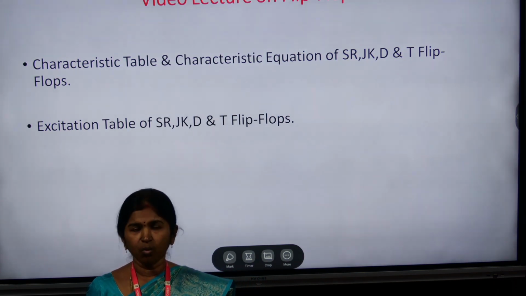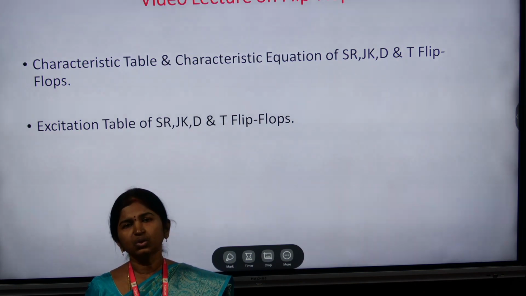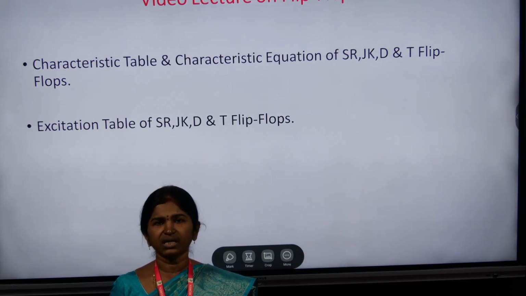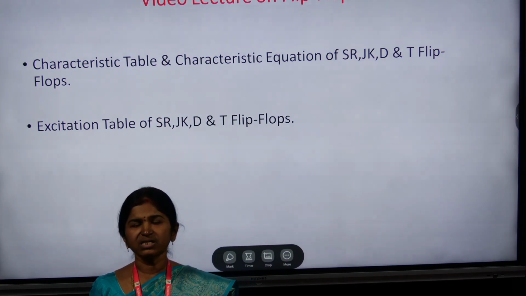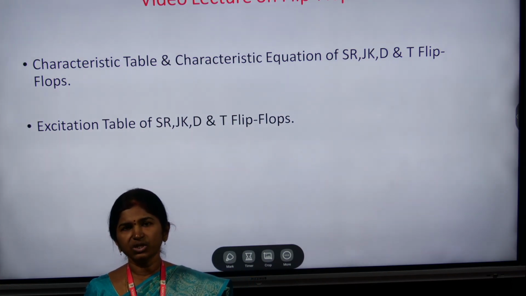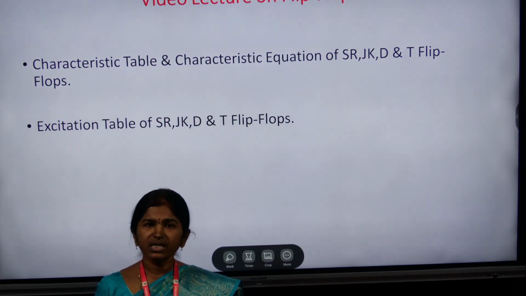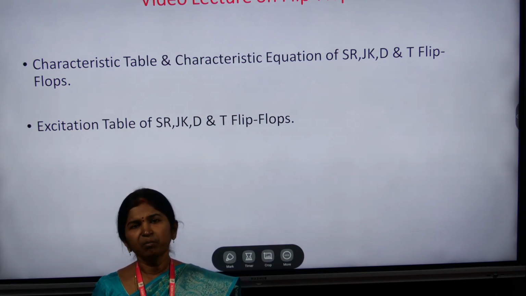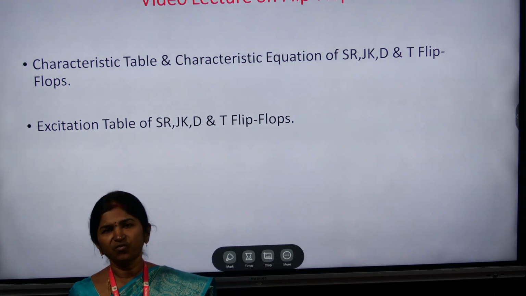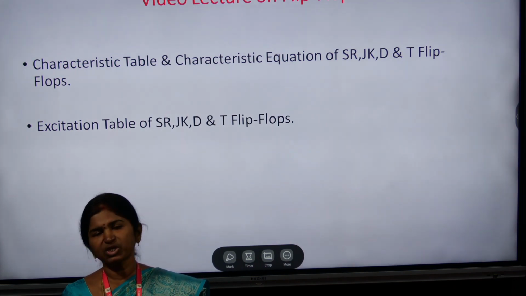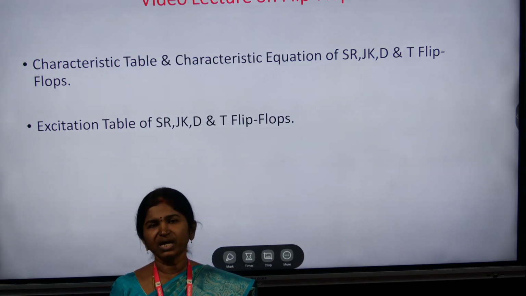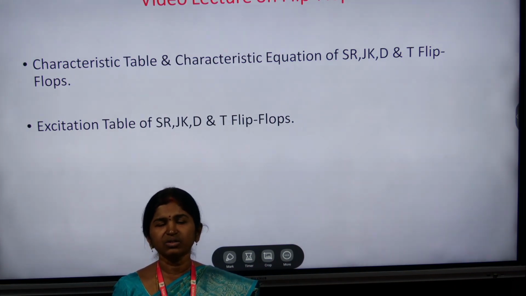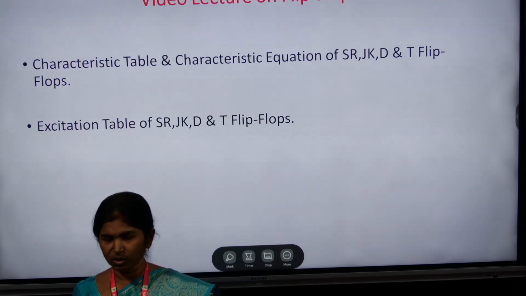Now the characteristic table is completed. Now we'll see what the characteristic equation is. We derive this characteristic equation from the characteristic table. This equation depicts the next state value by the combination of the present state as well as the flip-flop inputs. We derive it by considering the present state values as well as the flip-flop input values.